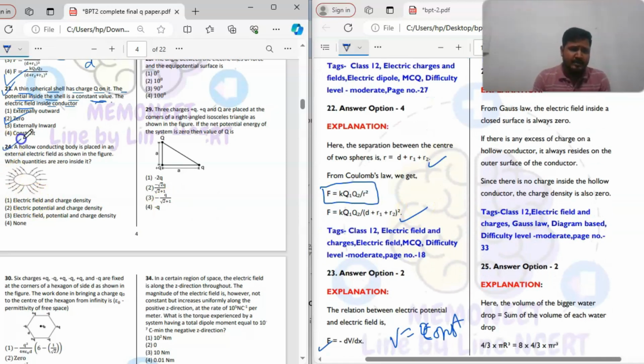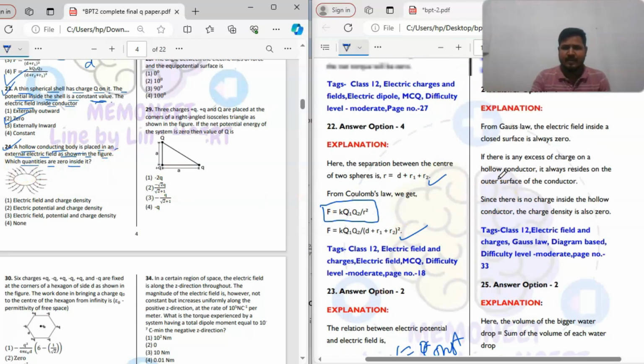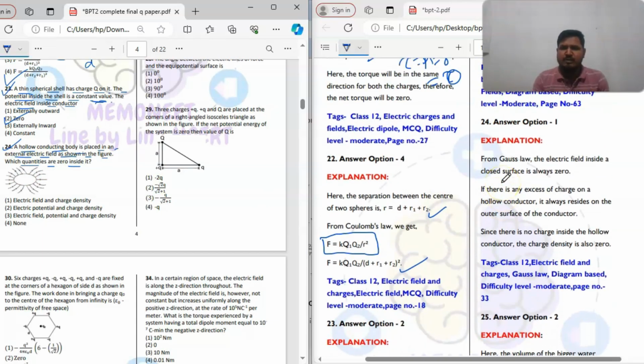The question is that a hollow conducting body is placed in an external electric field as shown in the figure, which quantities are 0 inside it? Before solving this question, you must know the properties of a conductor. The electric field inside the conductor is always 0. The charges always reside on the surface. No electric field lines enter into the conductor. This is the concept. Now apply this.